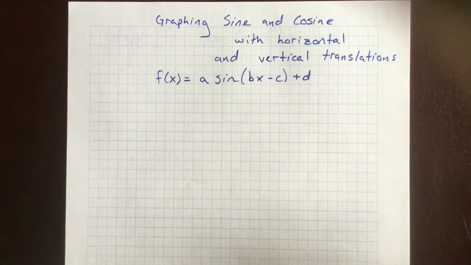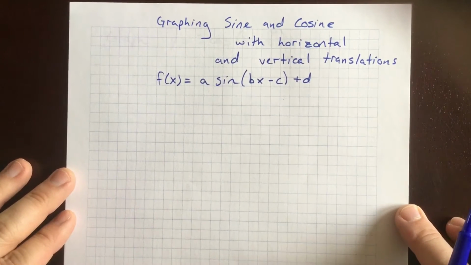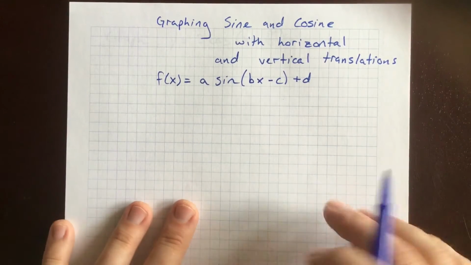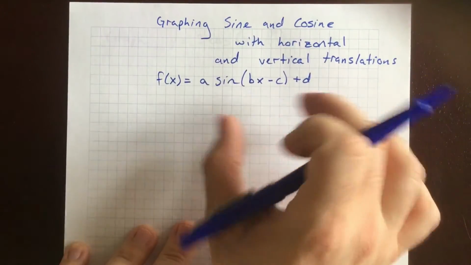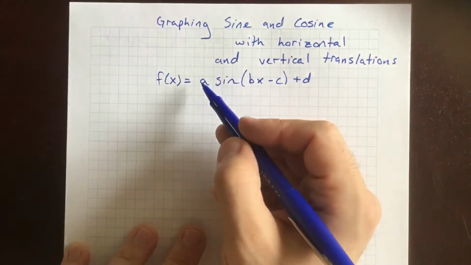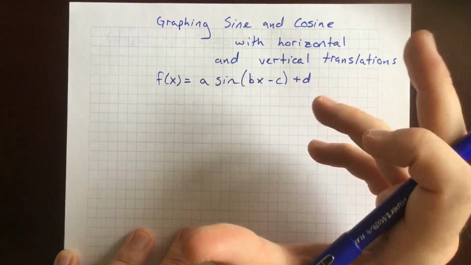Hey guys, we're back, and in this video, we're continuing our discussion on graphing sine and cosine. In previous videos, we looked at how to identify the amplitude and the period of a sinusoid. And here we're extending that and looking at horizontal and vertical shifts, or translations. So we have our generic setup for a sine or even cosine function. We noticed in the previous video how A and B affect the graph. So we're looking at C and D here.